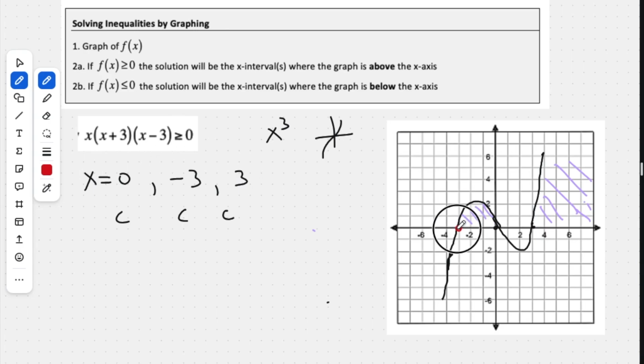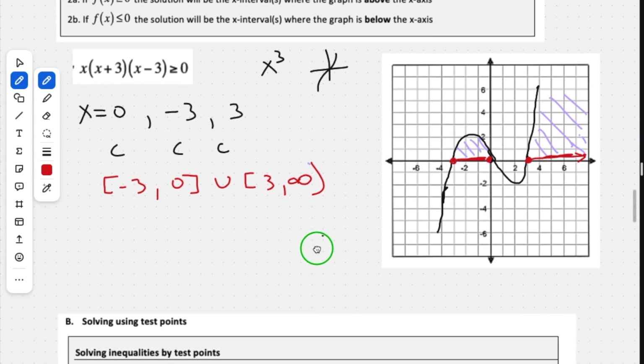This is an equal, so I would want to include the endpoints. So it's going to go from here to here, that stuff in between, and then from here out to infinity. So that would be -3 to 0, union 3 to infinity. And that's it for graphing. So if you're reasonably good at graphing polynomials, it's a really quick little, draw a couple of curves and go from there to there, from there to there.